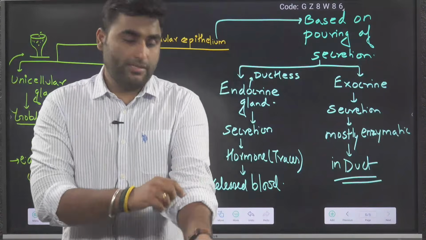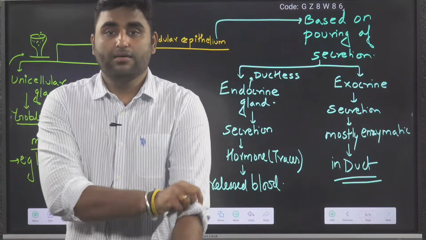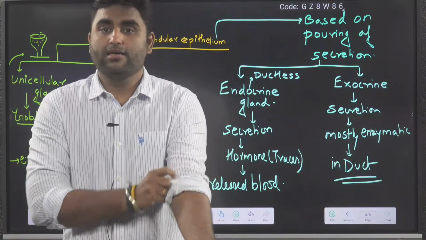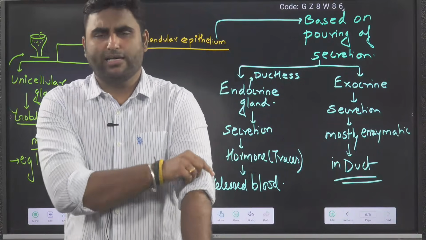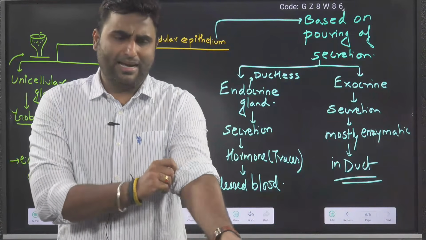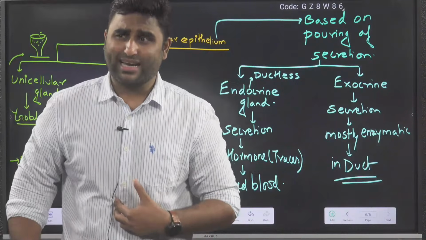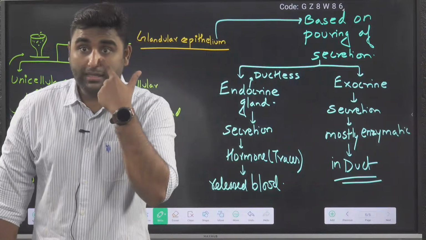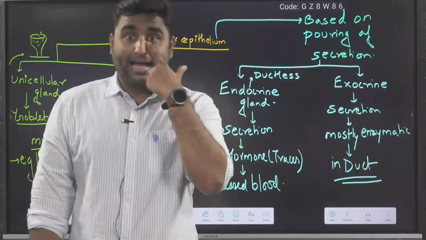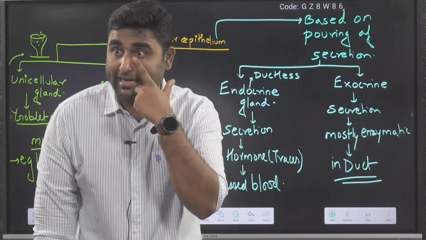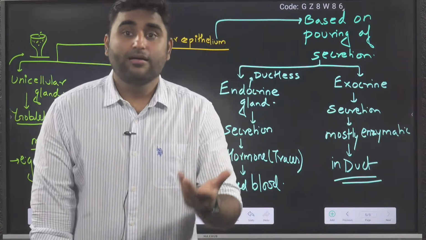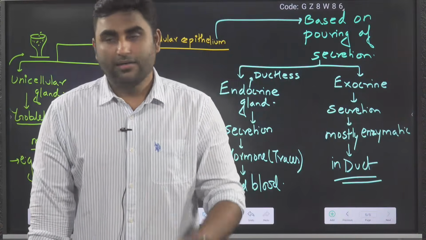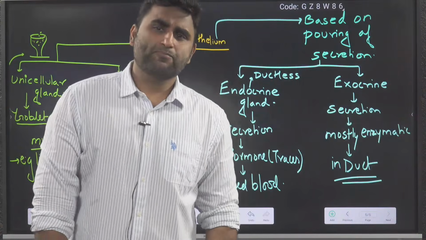So what is salivary gland? Salivary gland, exocrine. Sebaceous gland, that is oil glands, exocrine. Mammary gland, exocrine. Gastric gland, exocrine. Tear gland, lacrimal glands in your eyes. What is a tear gland? Tear does not go in blood. Tear is also exocrine.